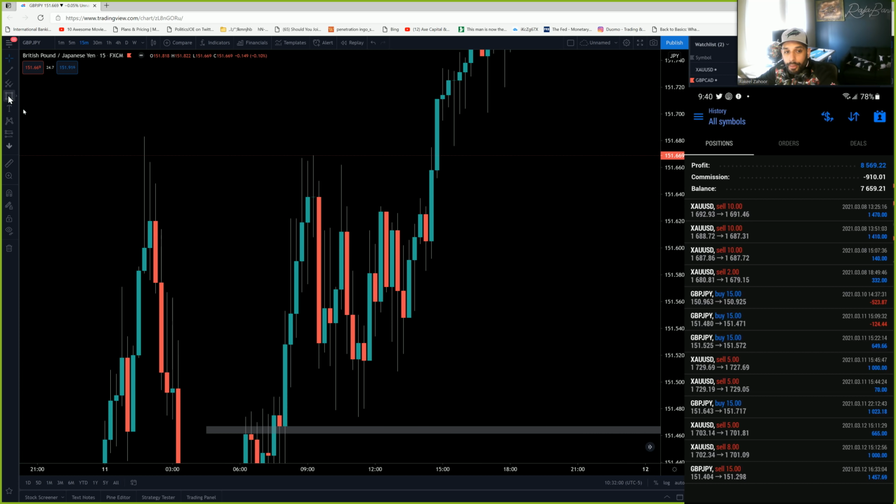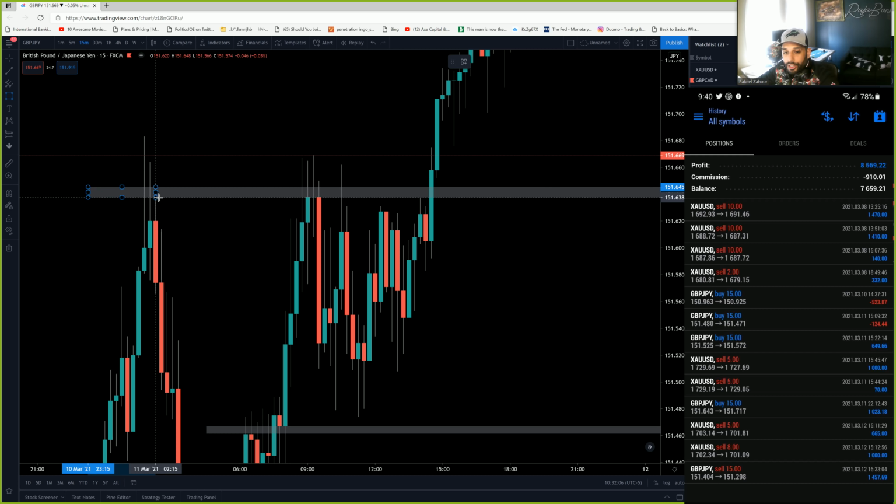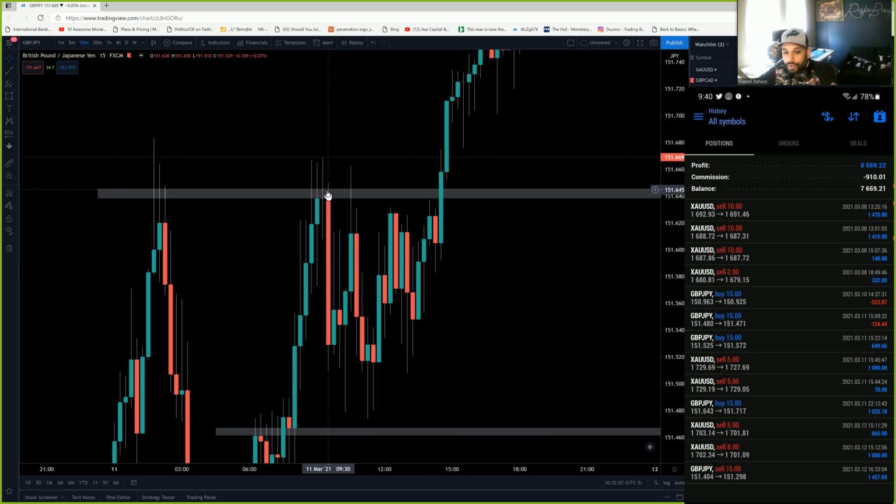So if you remember, on the 12th, this is the 12th, right? On the 11th of March, my bad. On the 11th of March, we had a resistance formed right over here around 151,640. After that resistance was formed, price made multiple attempts to break this area.